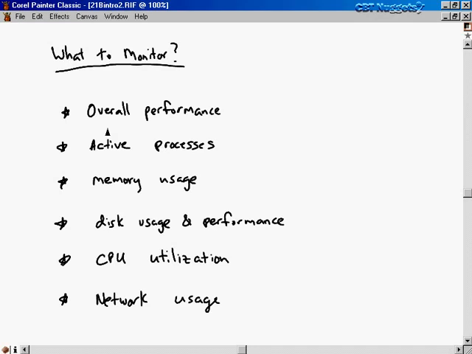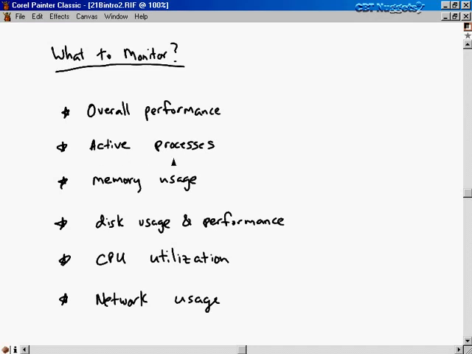Now the question is, what do we actually monitor relating to those four pieces of the system? Well, we want to monitor the overall performance of the system. Now this is kind of a nebulous concept. We'll talk about what this means when we go out to the Linux screen and start looking at some stuff. But basically it's kind of like the load average, and you'll see there are some statistics and some commands that we can look at that will give us an idea of the overall performance of the system.